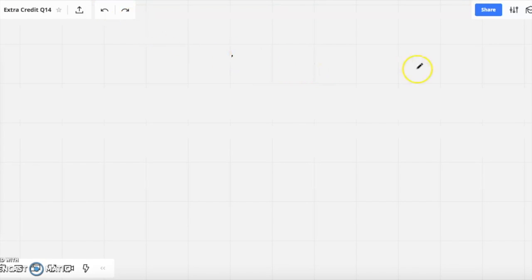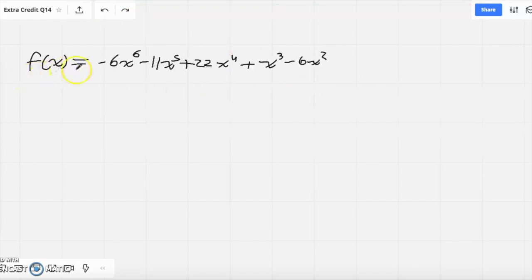In this video, I'm going to be showing you how to find the roots of f of x. So we're first going to start by taking the last coefficient and we're going to find all the factors of -6. So it's going to be plus or minus 6, or plus or minus 1, and then it could also be plus or minus 2 and plus or minus 3.